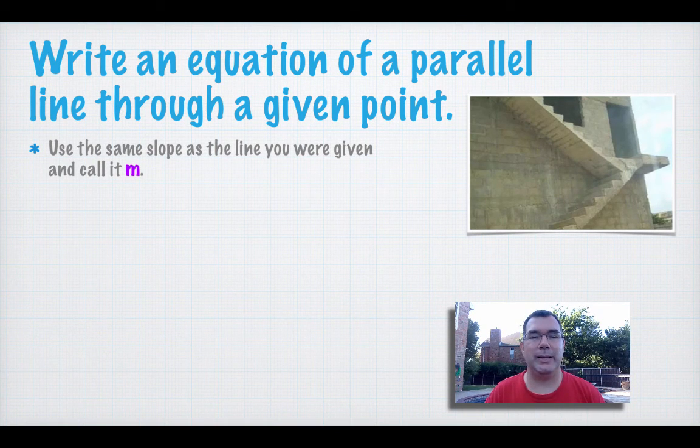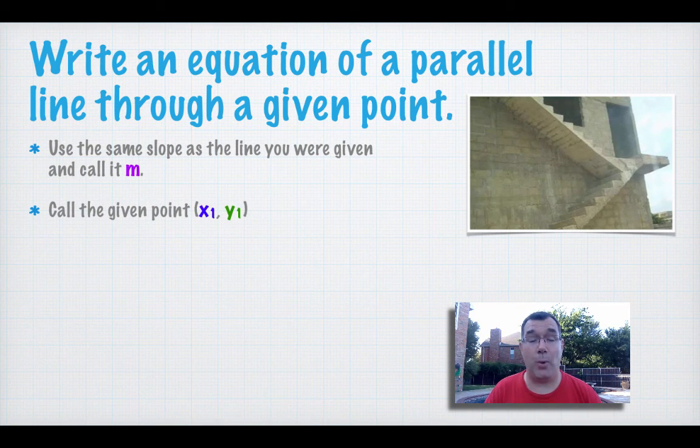First of all, let me explain that lines are parallel if they do not cross, and they will not cross if they have exactly the same slope or steepness. So whatever the slope of the original line is, I'm going to use that exact same slope for the new line, and I'm going to call it m.